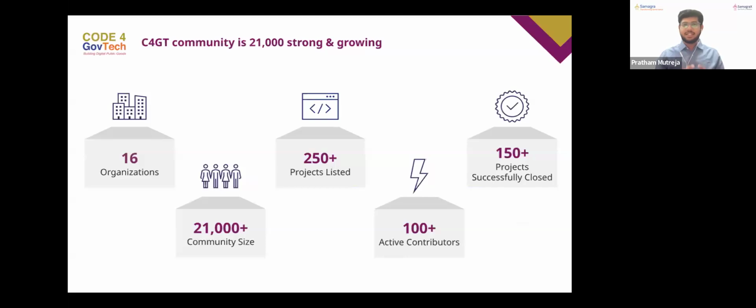So this is the snapshot of the current C4GT community. We have 16 active organizations, 21,000 plus individuals on Discord, 250 plus projects listed, 100 plus active contributors, and we have closed 150 plus projects.